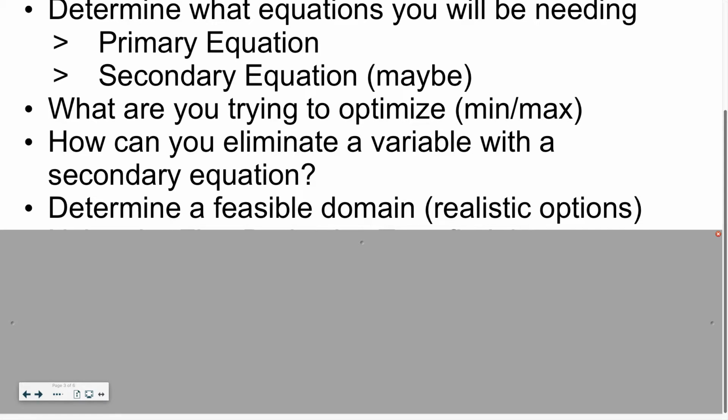You'll want to think about what the domain is. That will impact how you find your maximum. If we have a tangible item like a piece of cardboard, if our cardboard is 12 by 12, can I cut 7 by 7 squares out of the corners?